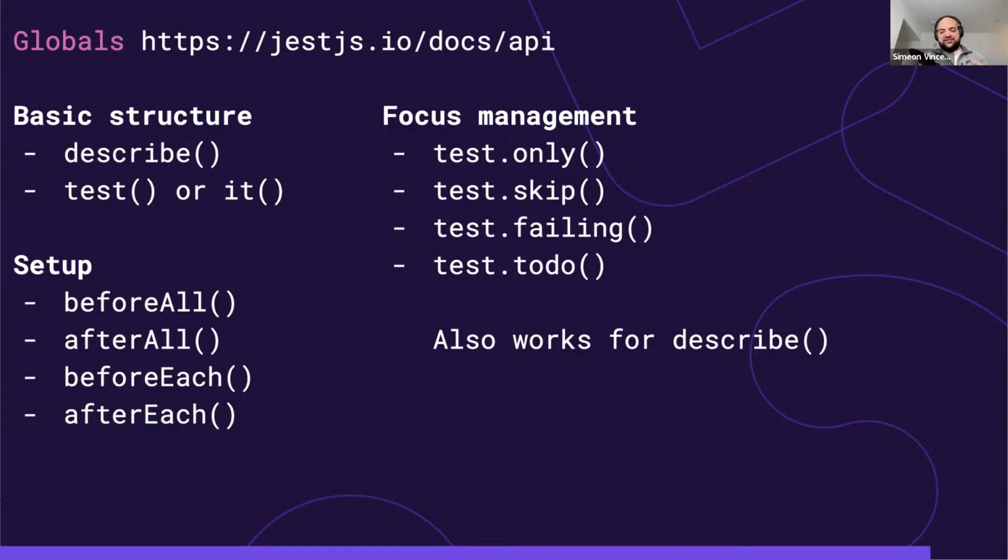Test.todo allows you to declare a piece of work that needs to be done in the future, and that to-do will show up in the test results as a reminder that you still have some more work to follow up on. And I should also highlight that all of these focus management things, the only, skip, failing, and I believe todo, all work for describe as well.